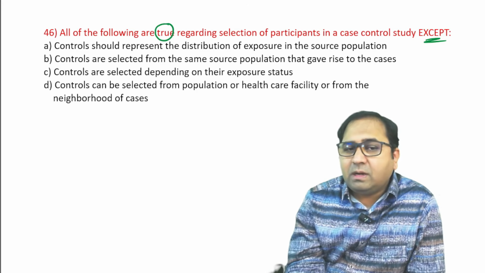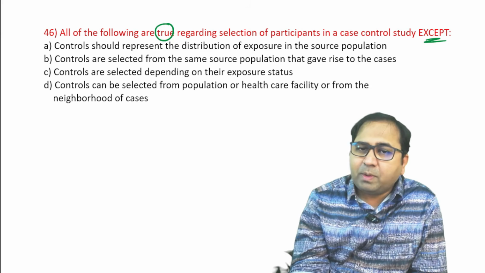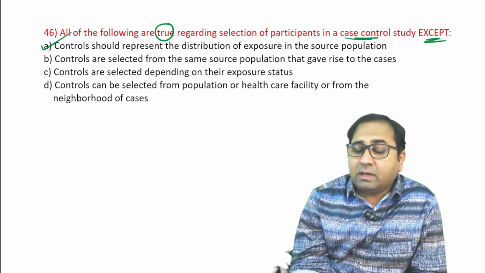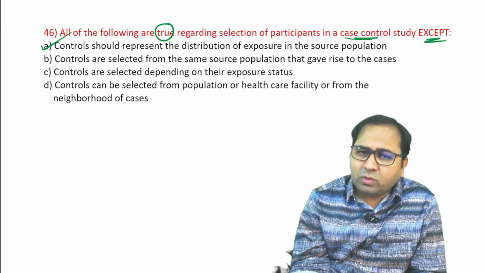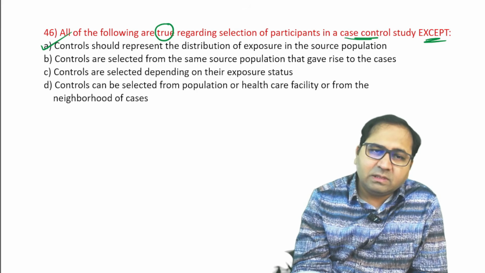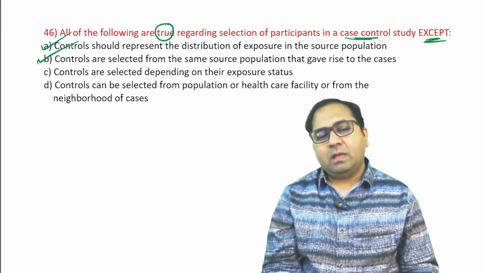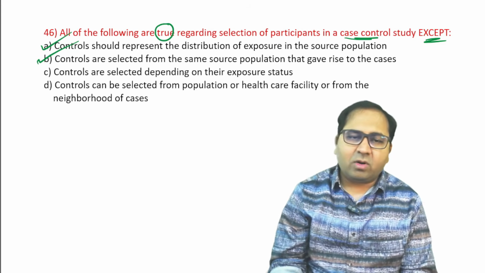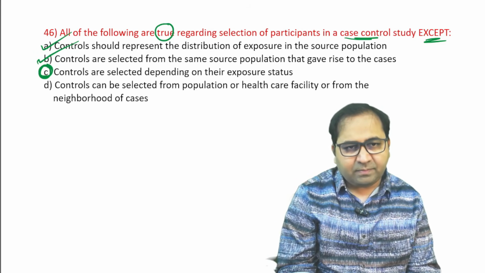Controls should represent the distribution of exposure in a source population regarding the case control study. Yes, definitely correct. Then controls are selected from the same source population that gave rise to the cases. Yes, even this is correct. Controls are selected depending on their exposure status is definitely a wrong statement. So this is the answer for this question.